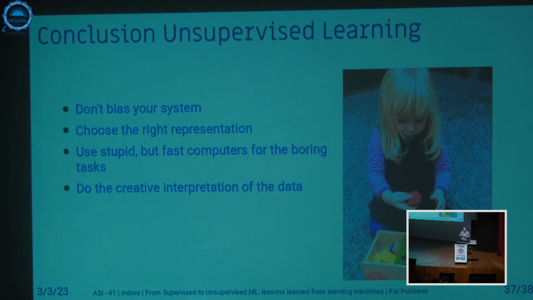So let's come to the conclusion of unsupervised learning. Yeah, you saw what I did to Eva. I told her to particularly put it in there. She's always complaining that I showed that video, but I think it's an important part of that message. Don't bias your system. Choose the right representation. As you have seen for the time, merely a vector does not work. Use a stupid but fast computer for the boring task of structuring all the data, so you as a scientist can do the creative interpretation of the data.